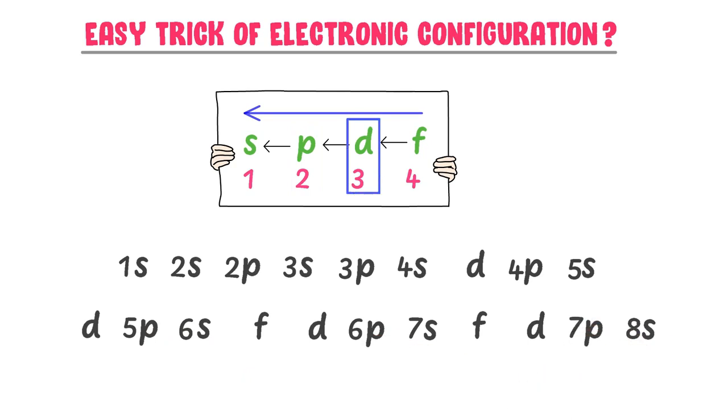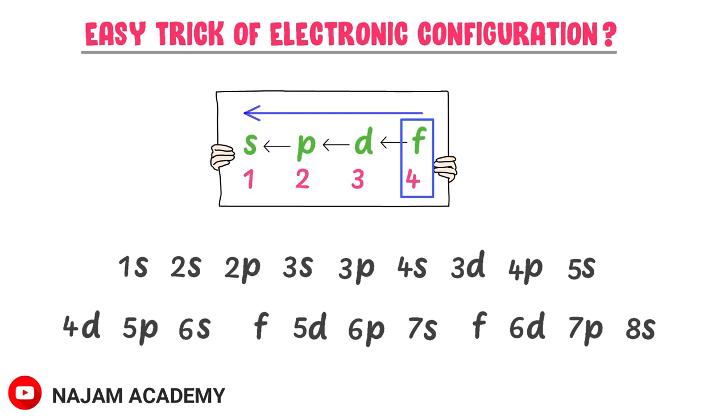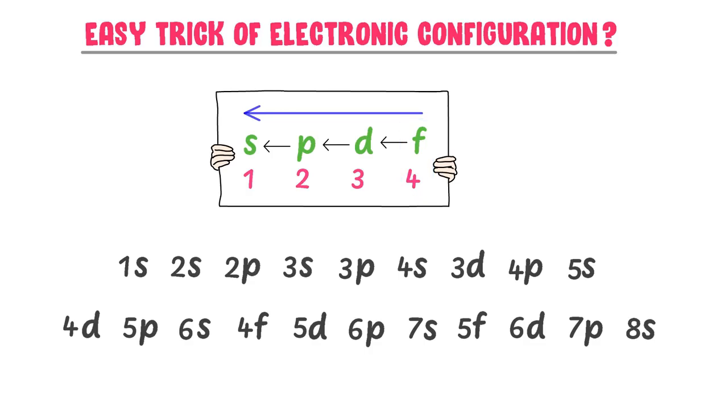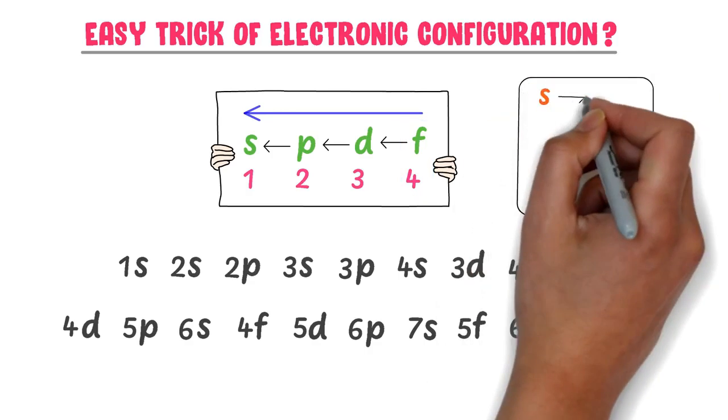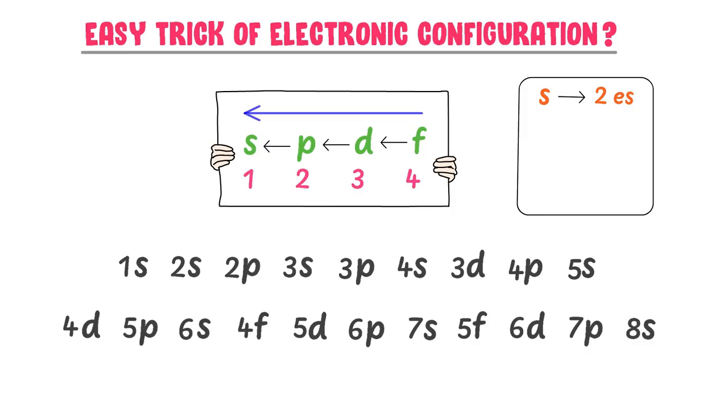D is the third orbital, so start numbering D orbitals from 3. Hence 3d, 4d, 5d and 6d. F is the fourth orbital, so start numbering F orbital from 4. Hence 4f and 5f. Also we know that S orbital can accommodate 2 electrons.